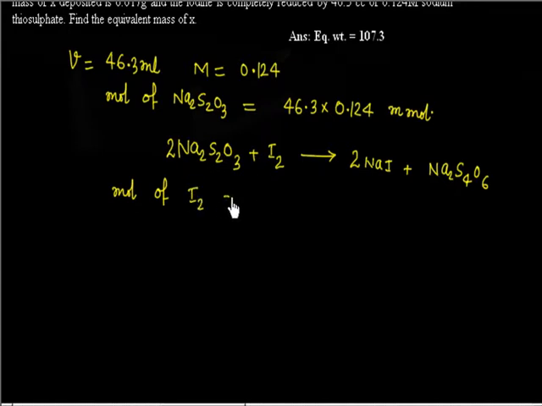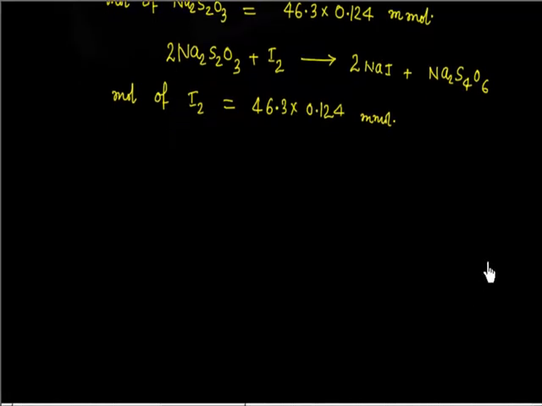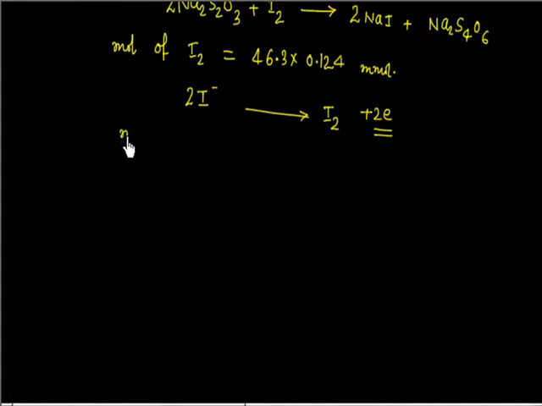So this is equal to half of 46.3 multiplied by 0.124, and this of course is in millimole. Now we can calculate the mole of electrons. So what is the reaction taking place? Liberation of iodine, that is coming from I minus gives I2. If I multiply this side by 2, add 2 electrons, so mole of electron is 2 times mole of I2. So now I can write mole of electron used is equal to 2 times mole of I2.